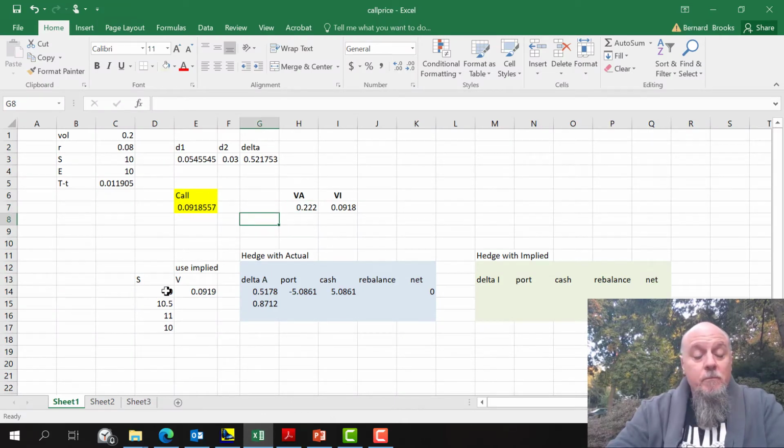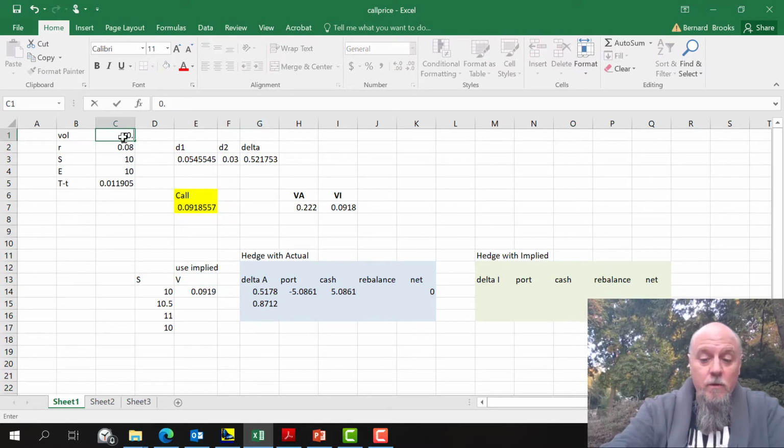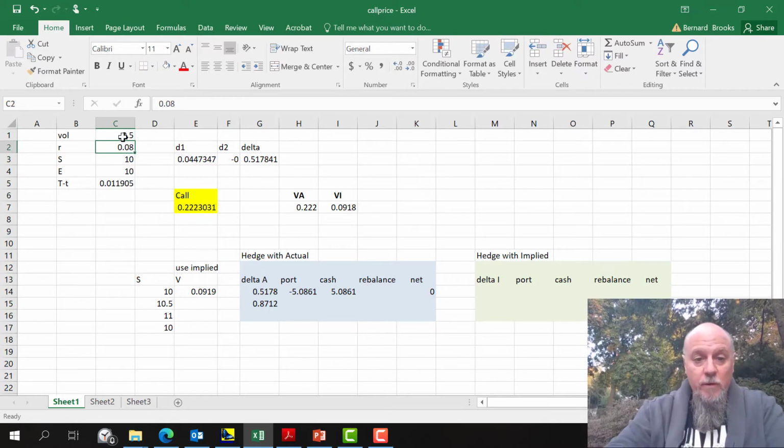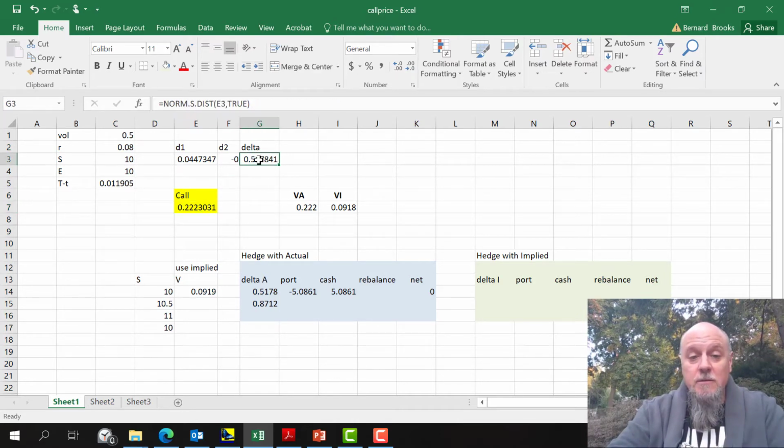So the stock is now $10. I'm using implied to calculate this 9 cents because this is the market price. By this V, I mean the market price of the option. But I'm going to hedge with actual. So I'm going to switch this out to the actual volatility of 0.5, get my 22 cents, that's what I think it's worth. The delta using the 0.5, using the actual volatility, is 0.51. So I want to short 51% of a stock, 51.78% of a stock.